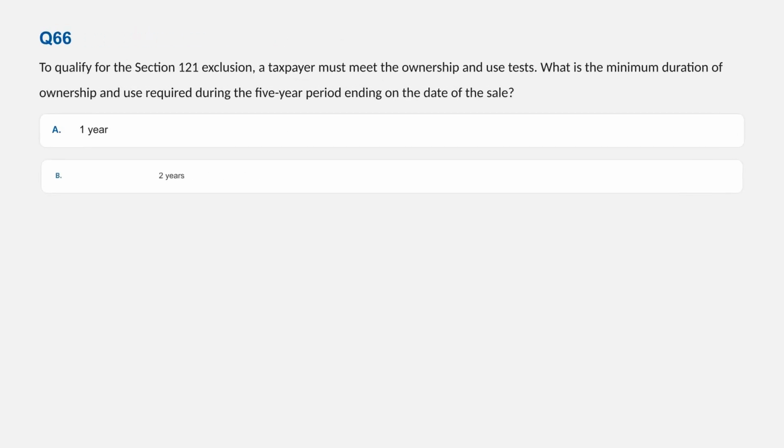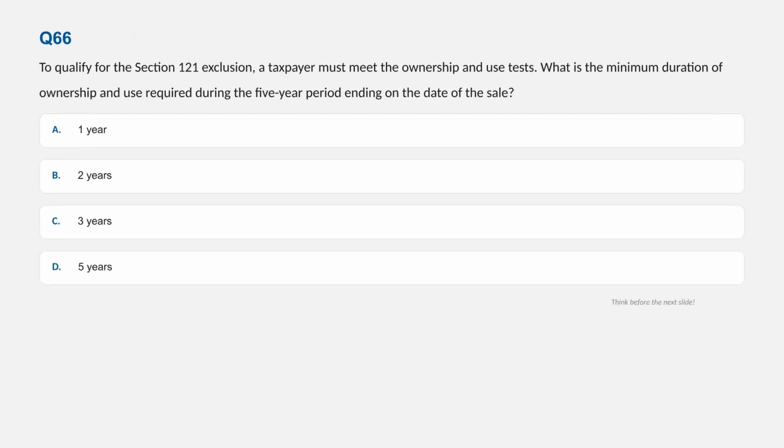Alright, let's move to question 66. To qualify for the Section 121 exclusion, a taxpayer must meet the ownership and use test. What is the minimum duration of ownership and use required during the 5-year period ending on the date of the sale? A. 1 year, B. 2 years, C. 3 years, D. 5 years.